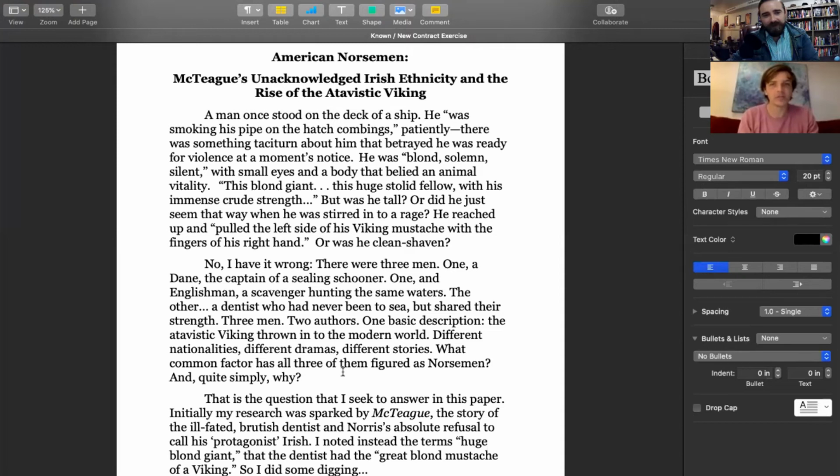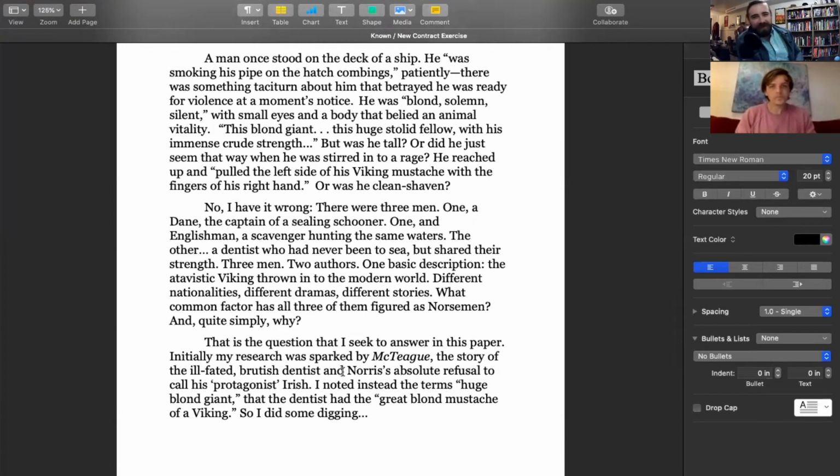He reached up and pulled the left side of his Viking mustache with the fingers of his right hand. Or was he clean shaven? No, I have it wrong. There were 3 men. One a Dane, the captain of a sealing schooner. One an Englishman, a scavenger hunting the same waters. And the other a dentist who had never been to sea, but shared their strength. 3 men, 2 authors, 1 basic description. The atavistic Viking thrown into the modern world. Different nationalities, different dramas, and different stories. What common factor has all of them figured as Norsemen, and quite simply, why?